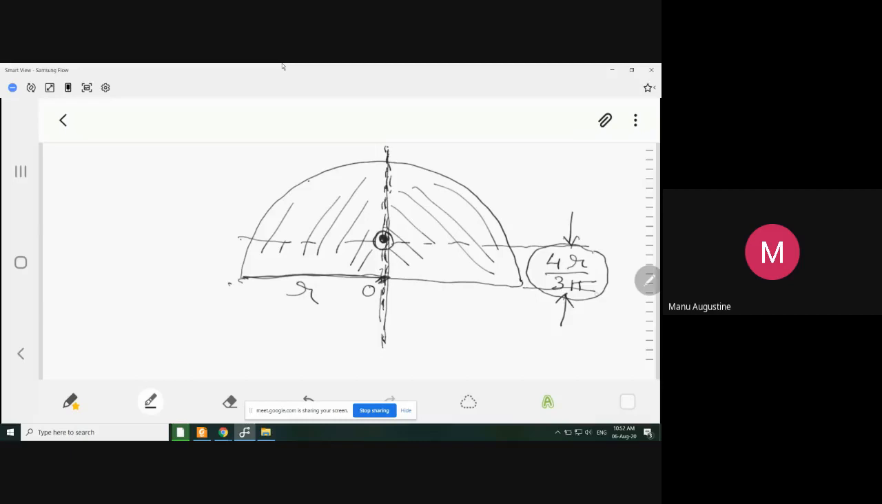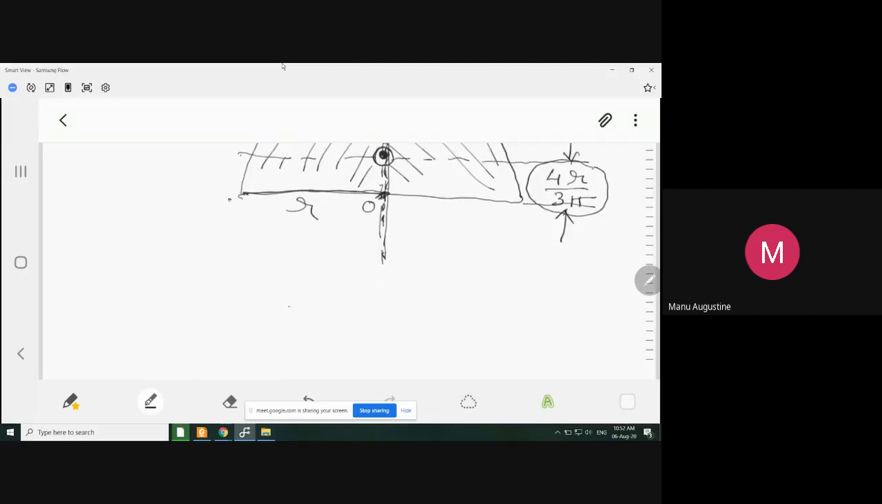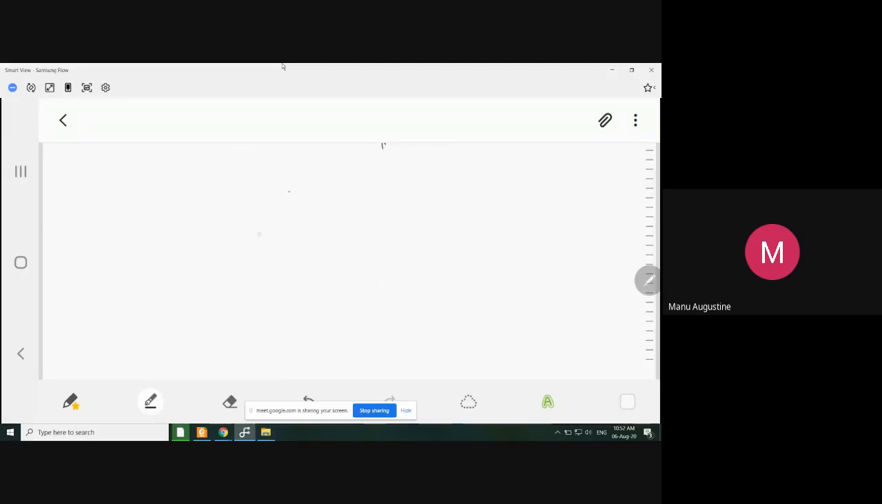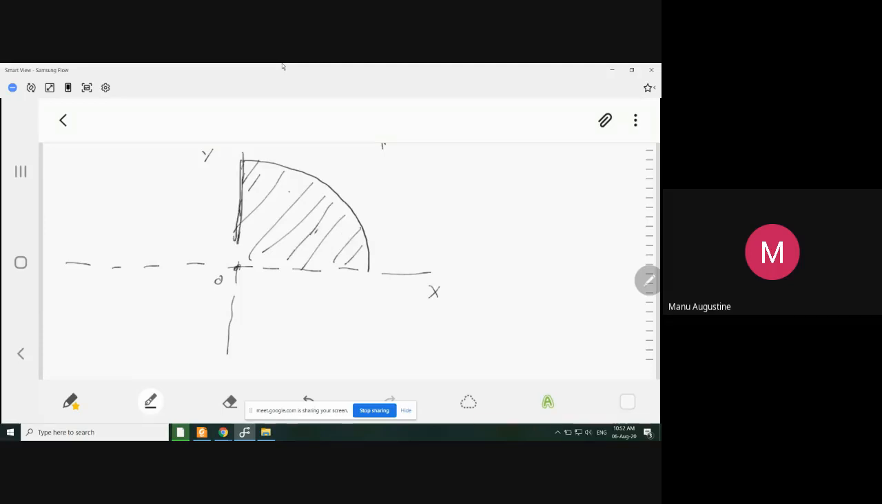Now the concept is exactly the same if you take a quarter circle. The semicircle we have memorized. Now let us take a quarter circle. This is a quarter circle. This is the origin. This is the x-axis. This is the y-axis. This shaded area is the quarter circle. Now your task is to find or locate the CG or centroid of the quarter circle, which will lie somewhere around here, let us say.